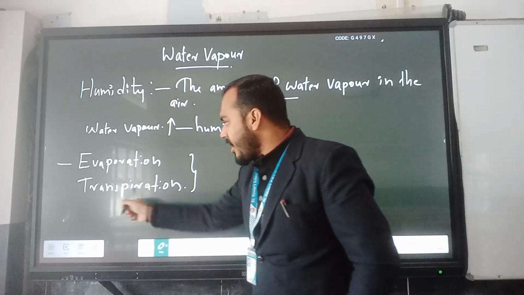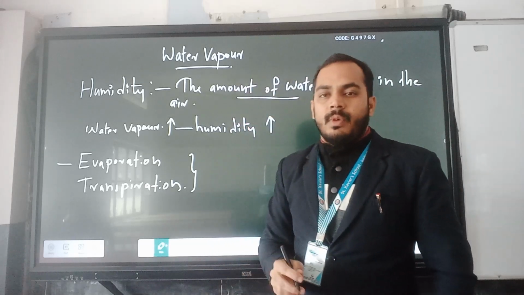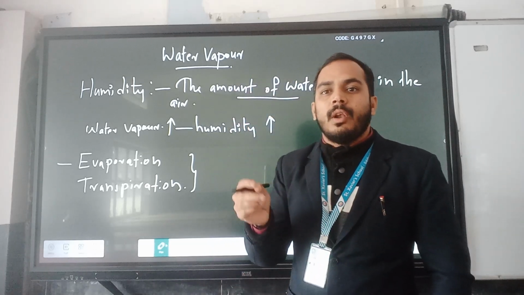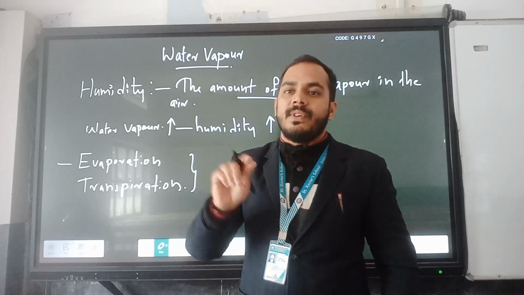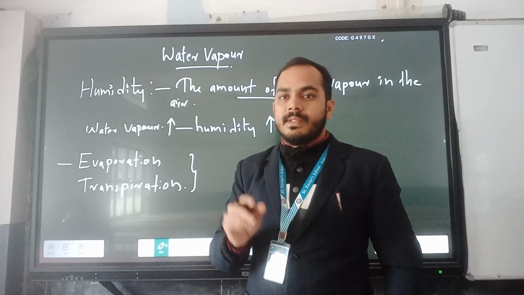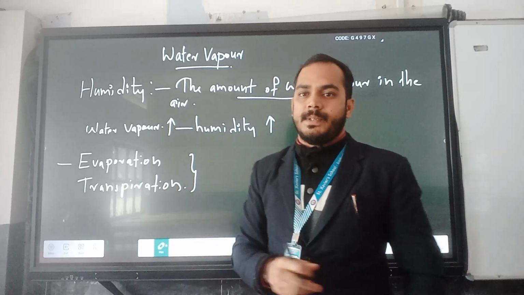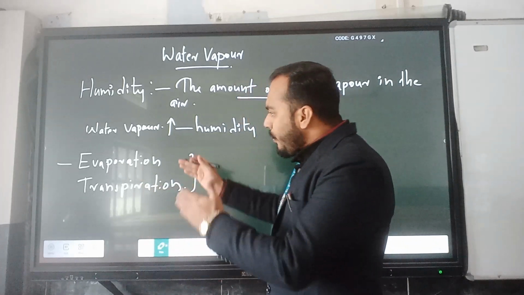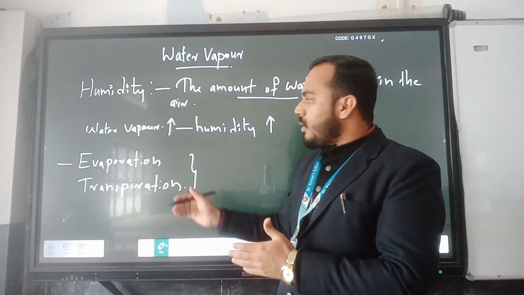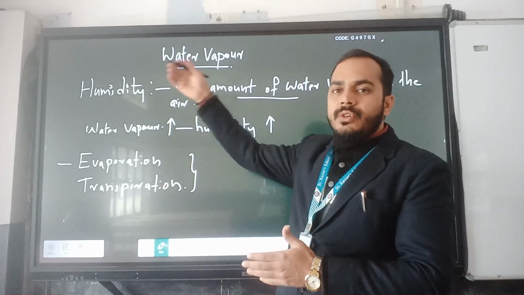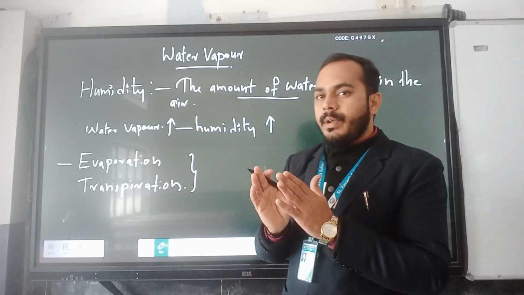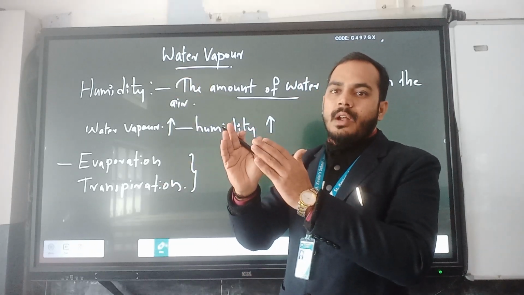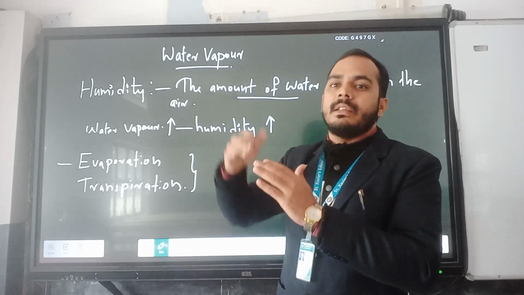And next, transpiration. What is transpiration? It is the removal of water vapor from the surface of the plant leaves. Through these two processes, the water vapor is sent to the atmosphere. As a result, the atmospheric humidity, or atmospheric water vapor content, increases.